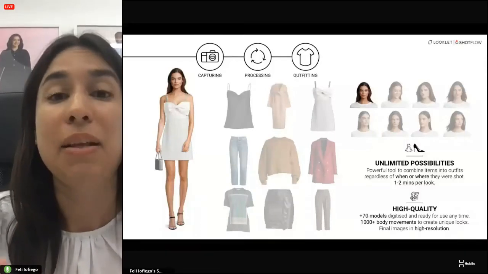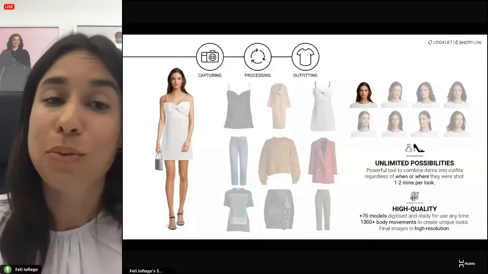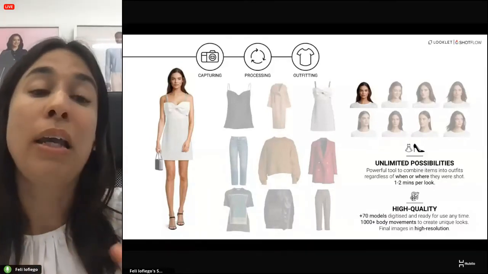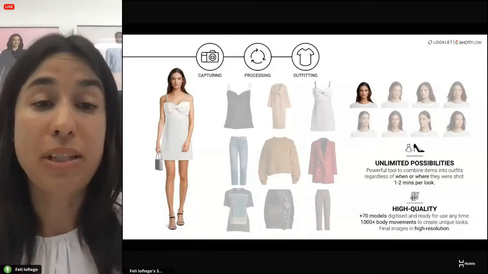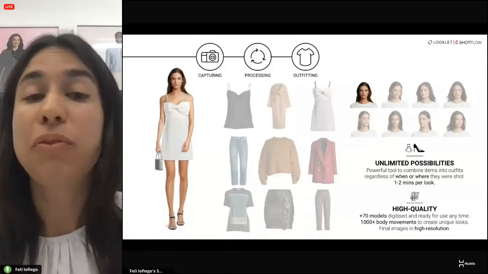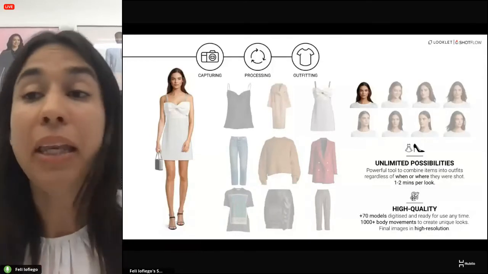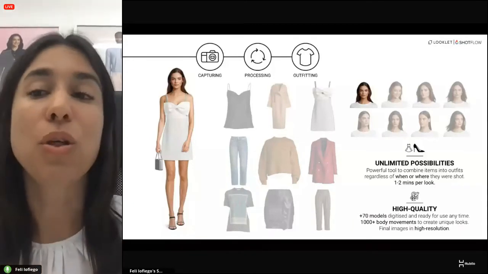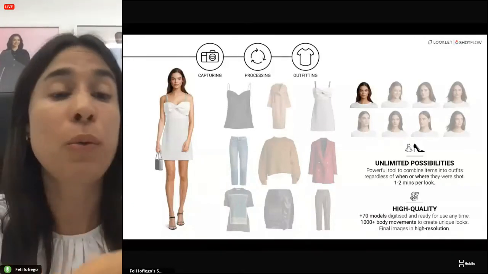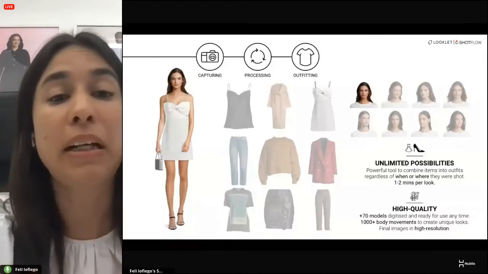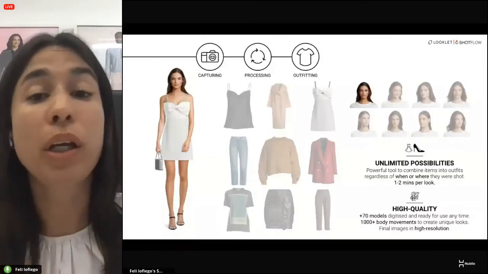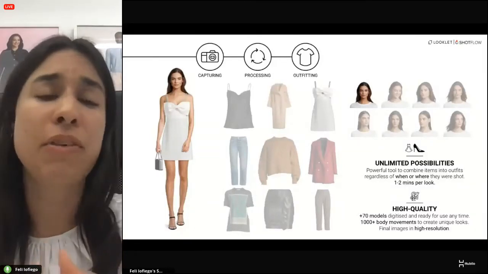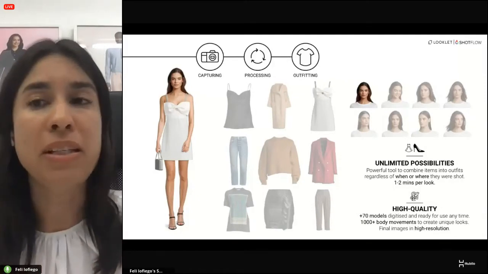Something that I didn't mention that it's important to clarify is that while the studio needs to have a physical location, the outfitting can be done from any location as long as you have an internet connection. So you can have the studio in your warehouse or in your fulfillment center, and then have your creatives working with the outfitting in a completely different office or even in a completely different city or country.